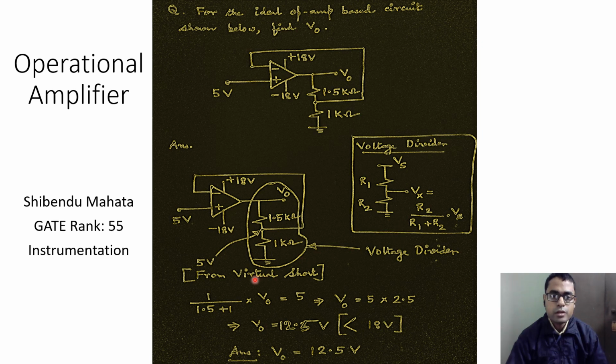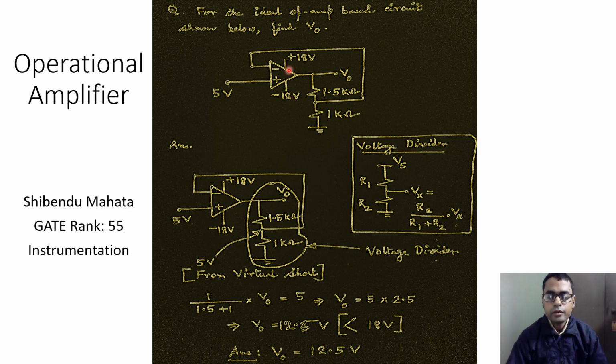So we simply plug in this expression and write 1 kilo ohm divided by 1.5 plus 1 kilo ohms, and we multiply it by V0, and this should lead to this midpoint voltage, which is given by 5 volt. And it is easy to show that V0 is equal to 5 multiplied by 2.5, which is equal to 12.5 volts.